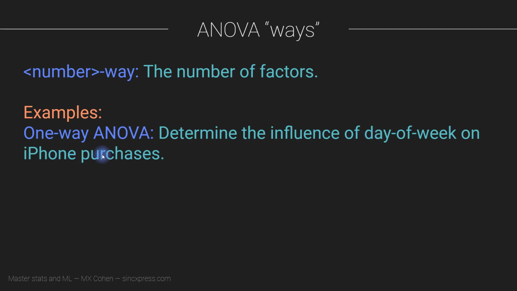week on iPhone purchases. So we want to know, are people more likely to buy iPhones on Thursdays and Fridays and Sundays, and less likely to buy iPhones on Wednesdays and Tuesdays and Saturdays, and least likely to buy iPhones on Mondays. So there we have the independent variable is categorical and the dependent variable is numeric. And here we have one factor. We're just looking at day of the week. So that's a one-way ANOVA.